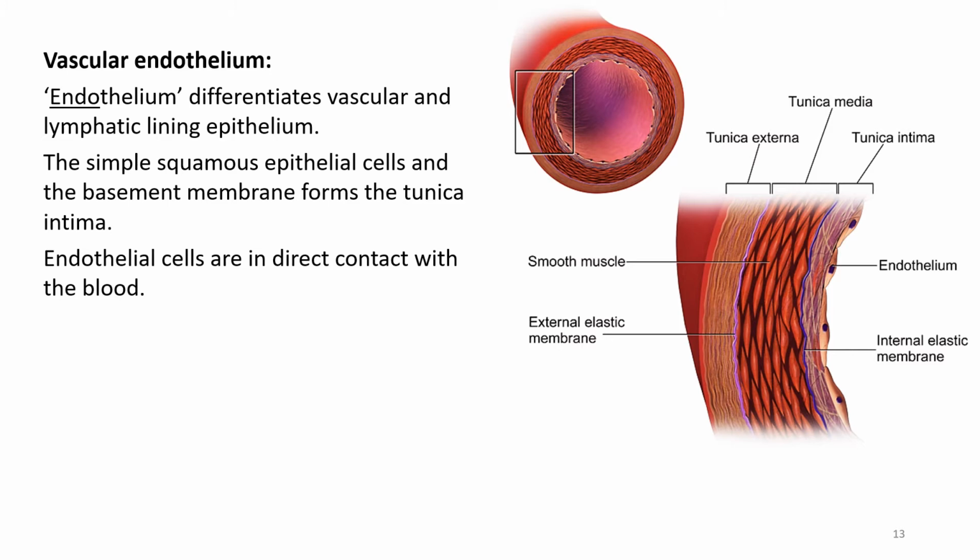Endothelial cells in the tunica intima, of course, are in direct contact with the blood. So they need to be fairly permeable because we need to get things out of the blood and into the tissues. And you'll notice below that we have smooth muscle cells. We'll talk about smooth muscle a bit later, that enable vessels to vasodilate or vasoconstrict by contracting or relaxing.